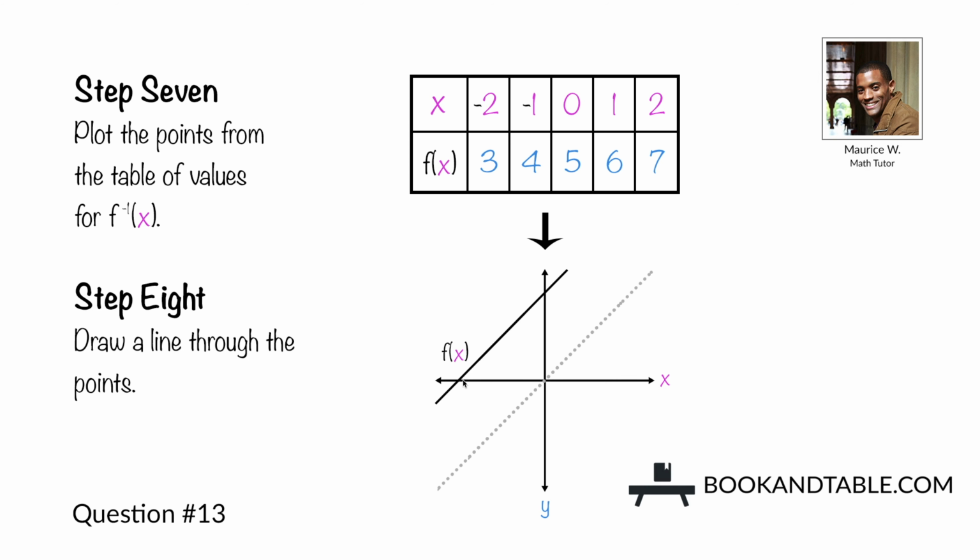And now we can plot the points from the table of values for the inverse function. So our first point is 3, negative 2. Our second point is 4, negative 1. Our third point is 5, 0. Our fourth point is 6, 1. And our fifth point is 7, 2. And now we can use these points to sketch the inverse function.